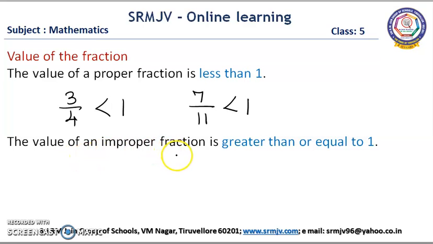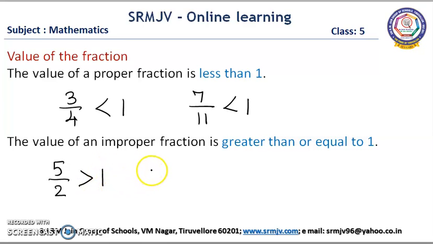The value of an improper fraction is greater than or equal to 1. Improper fraction means the numerator should be greater than or equal to the denominator. Let us see one example. 5 by 2. Here, the numerator 5 is greater than the denominator 2, isn't it? So, 5 by 2 is an improper fraction. So, the value of the fraction is greater than 1.